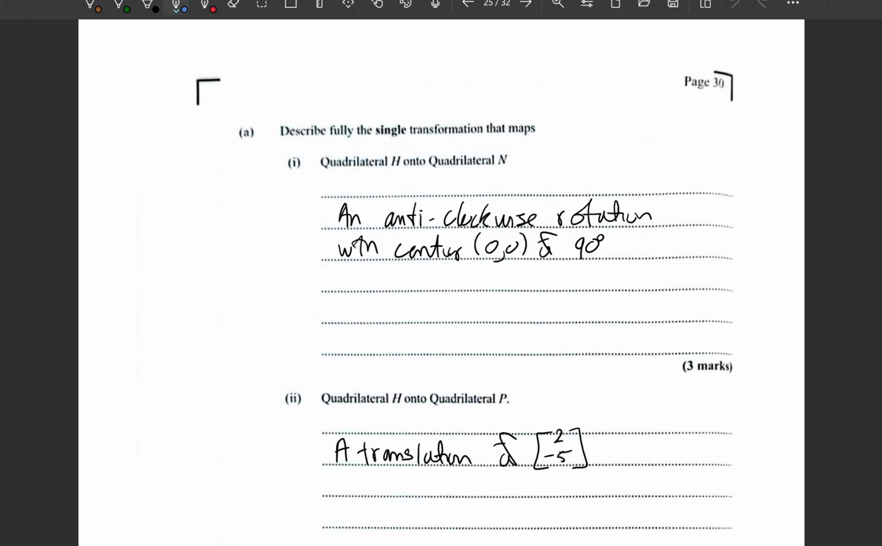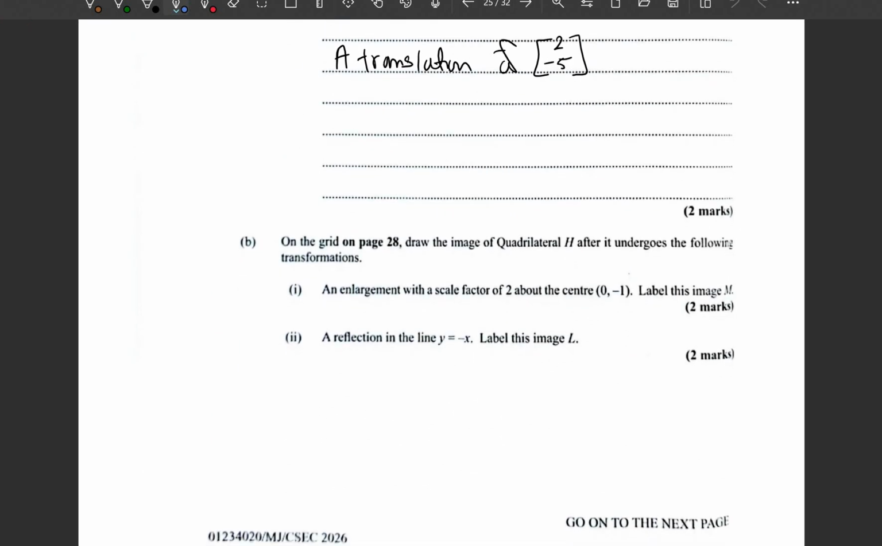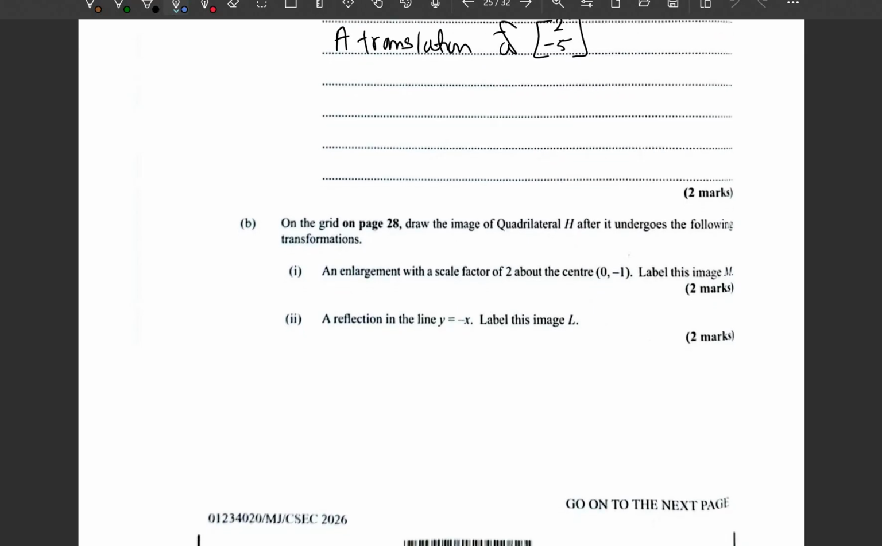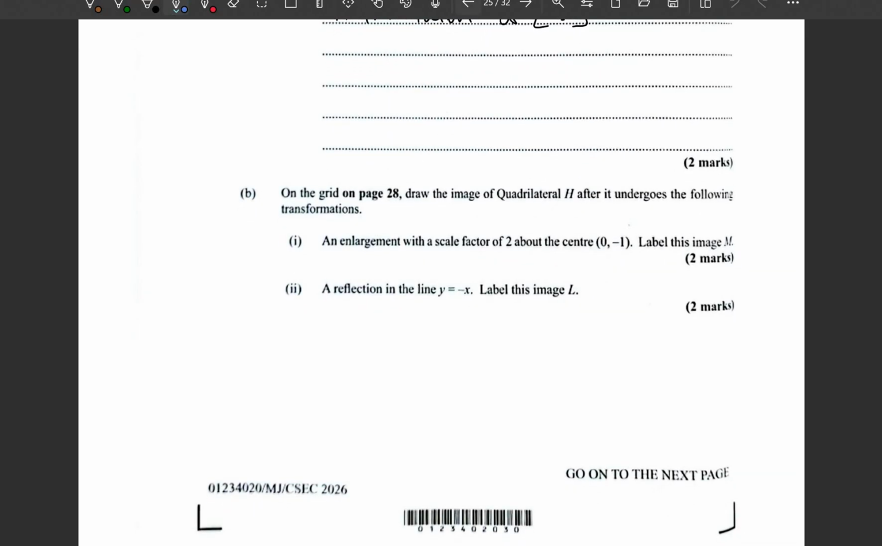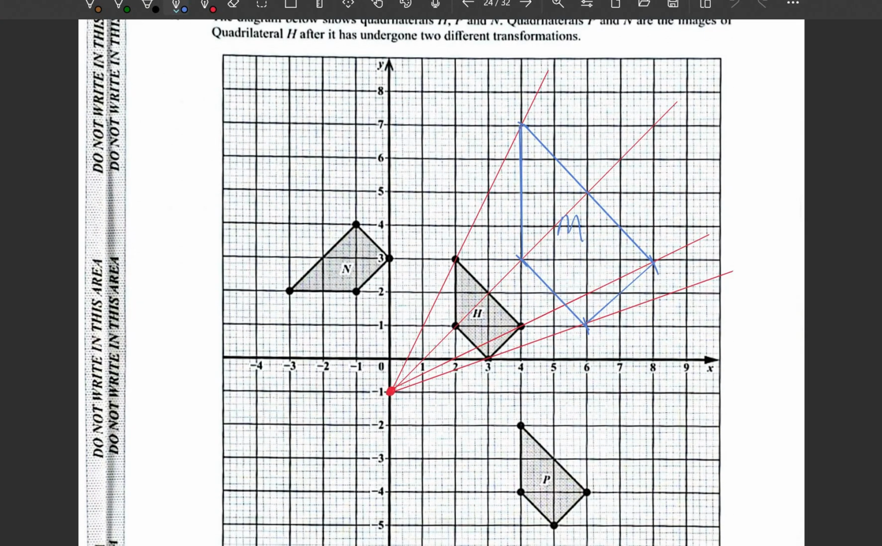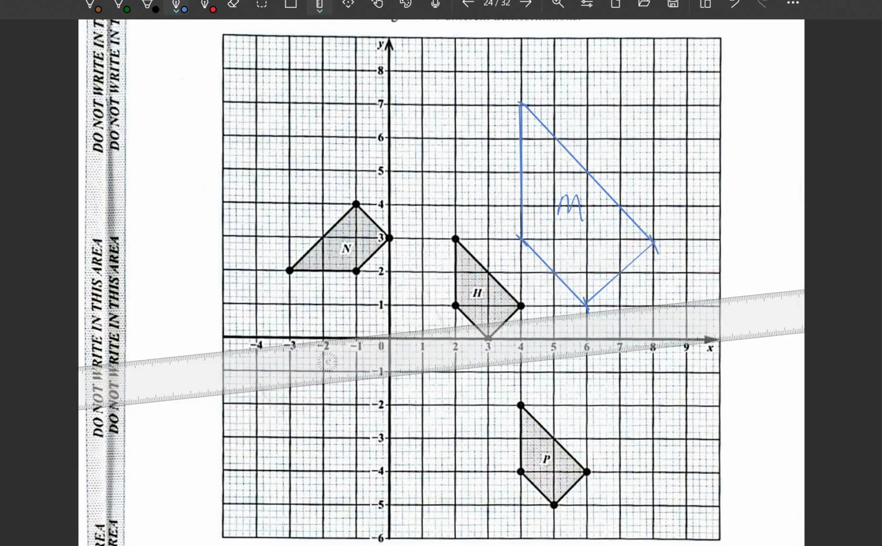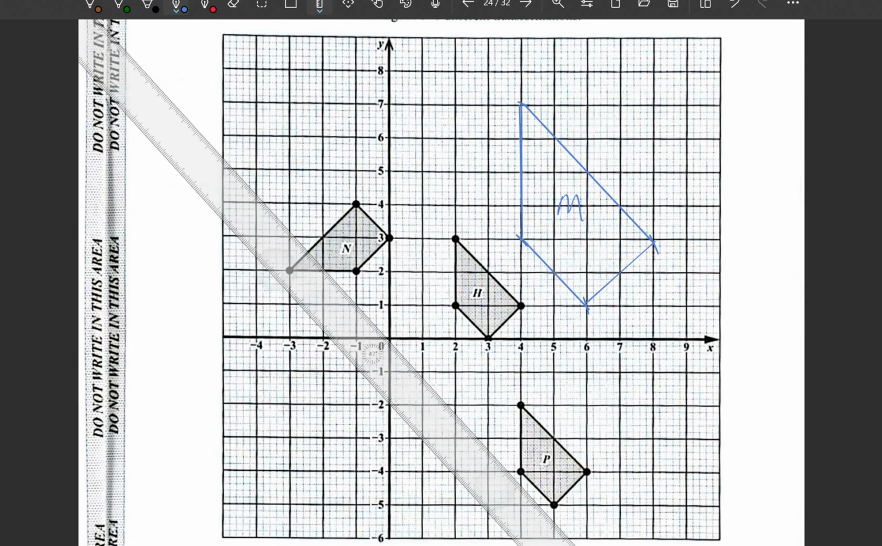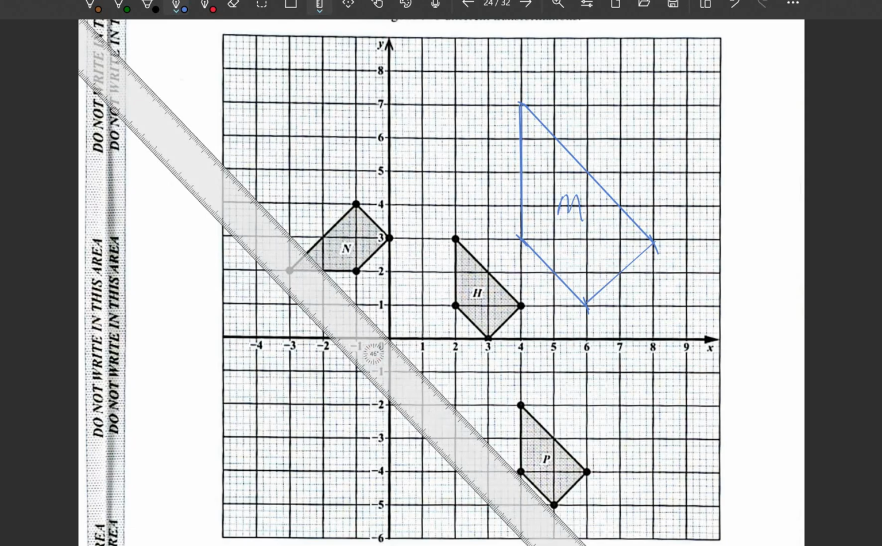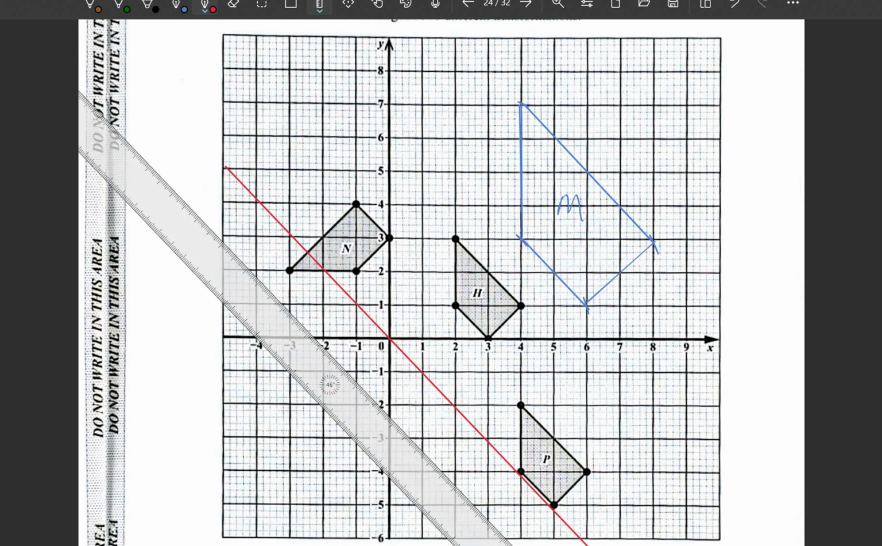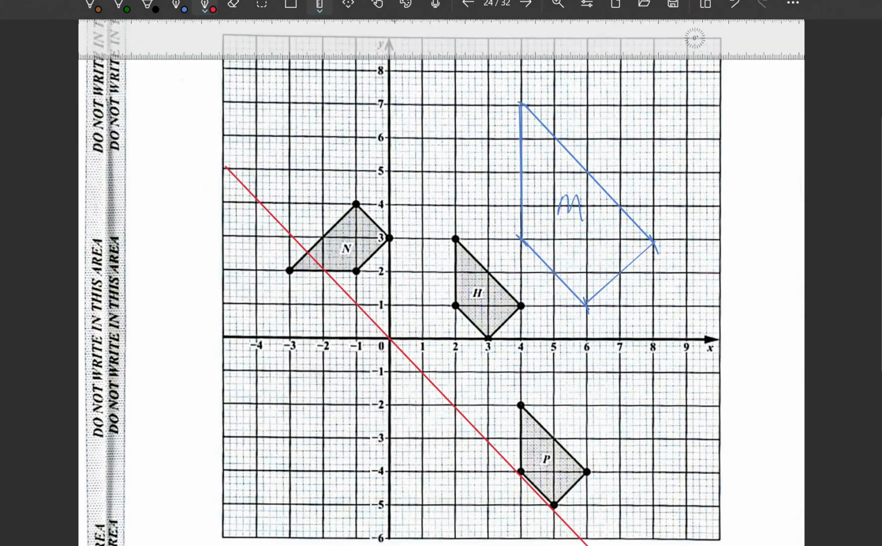Right, so next they want us to reflect in the line y is equal to minus x, and they want us to label this image L. Okay, so I want to erase these lines here. So we want to reflect now in the line y is equal to minus x. It's going to be this line right here. Reflecting in lines is a bit more straightforward. What we do is we count the same distance to the line and away from the line for the image. So here's how we do that.